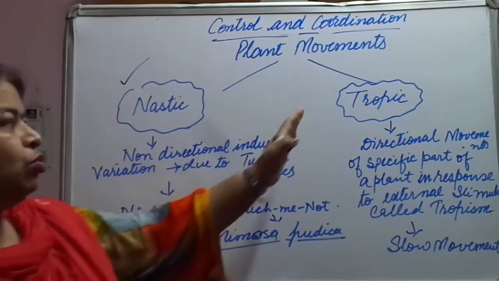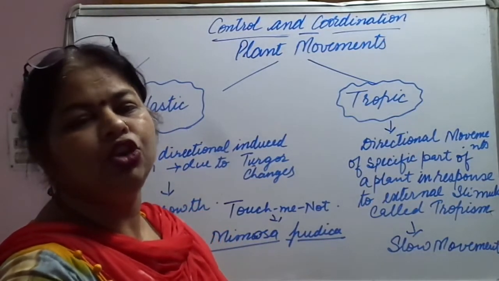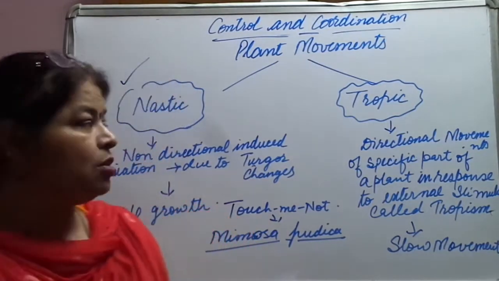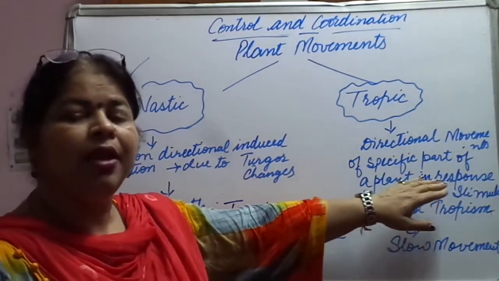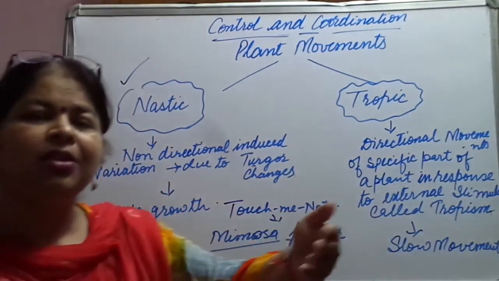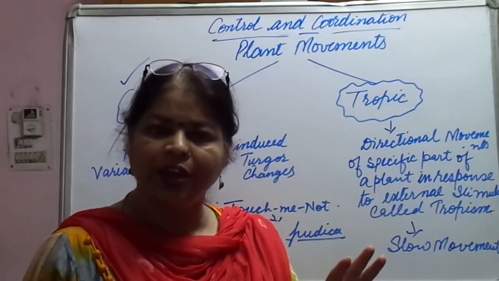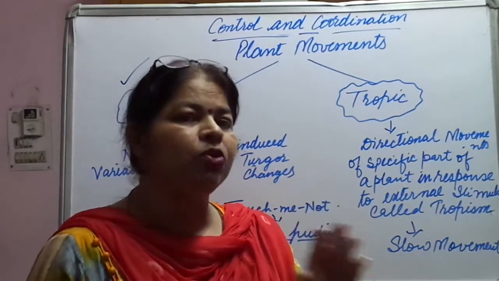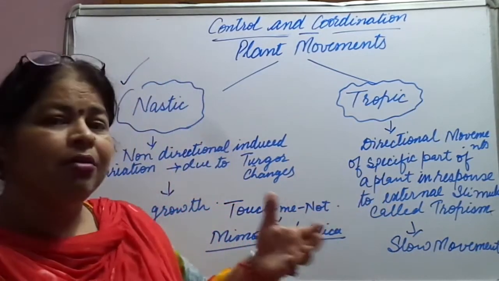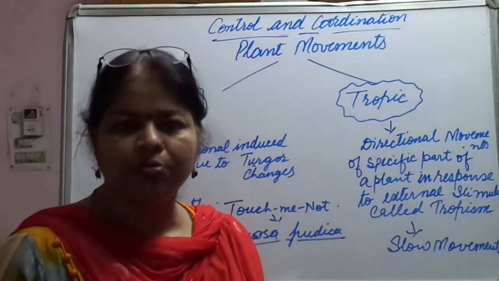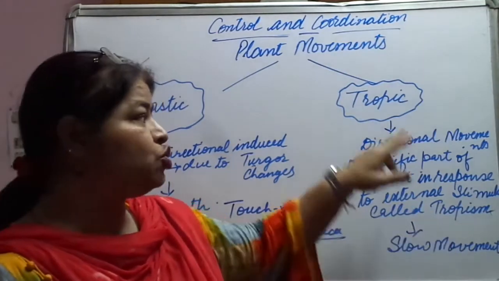Now let us come to tropic movements. What do you mean by tropic movements? The tropic movements are the directional movements of a specific part of a plant in response to some external stimuli. Not the whole plant is going to show any kind of change, but some particular plant part is going to show the response towards the external stimuli. So these movements are known as tropic movements.